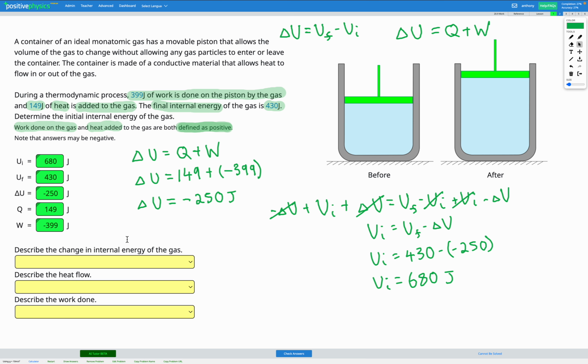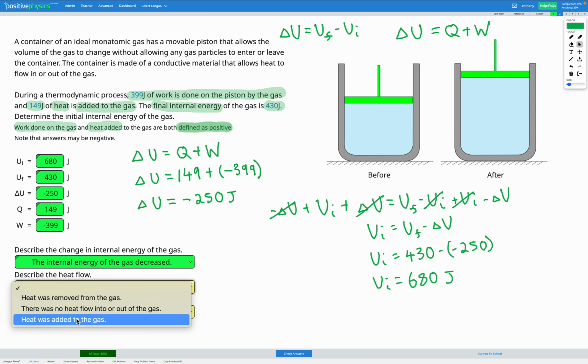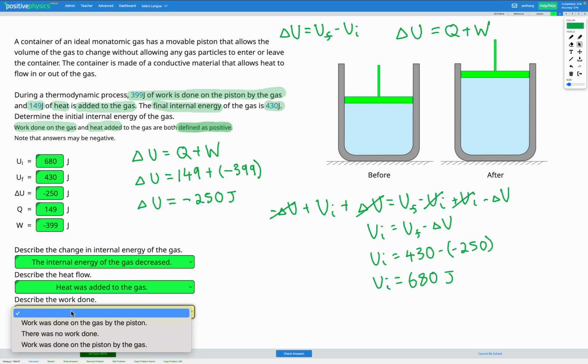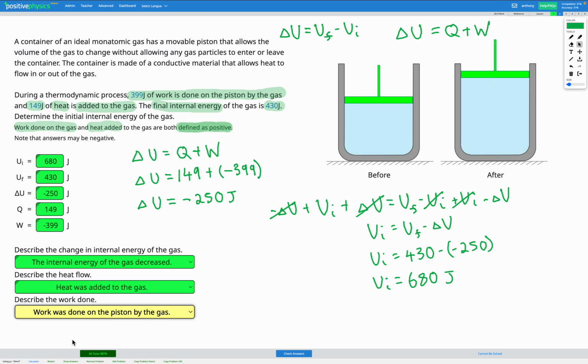In terms of the internal energy, delta U was negative, showing that our internal energy decreased. For heat flow, Q is a positive number here, which means heat was added to the gas. For the work done, we had a negative value. That means work was done by the gas on the piston, which removed energy from the system. So work was done on the piston by the gas.